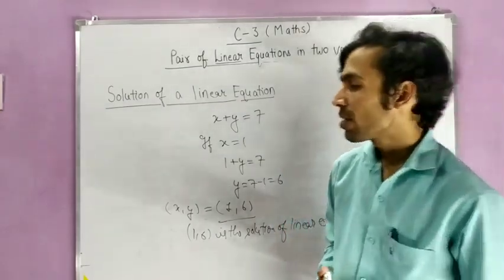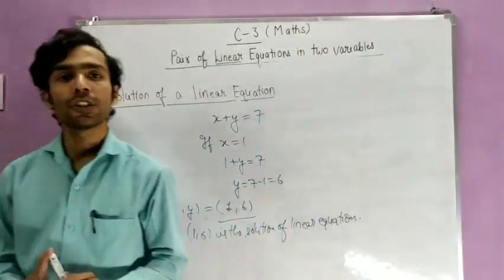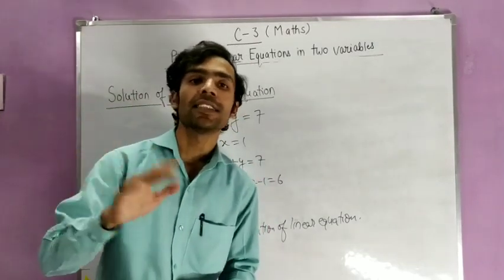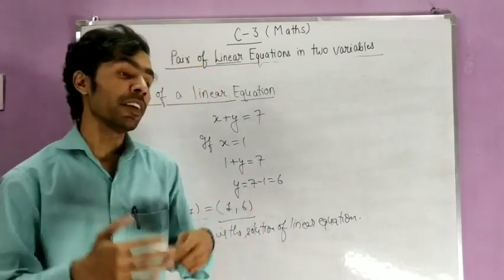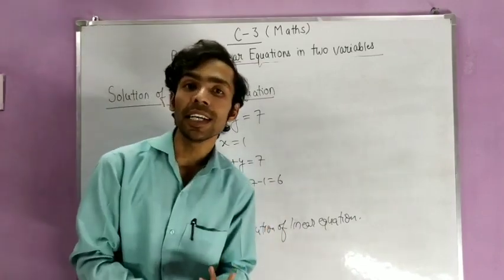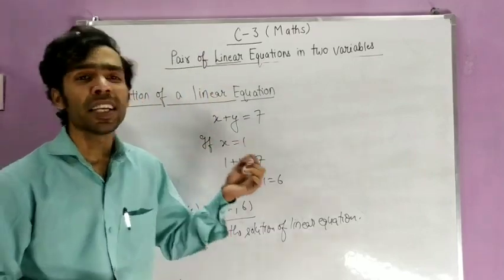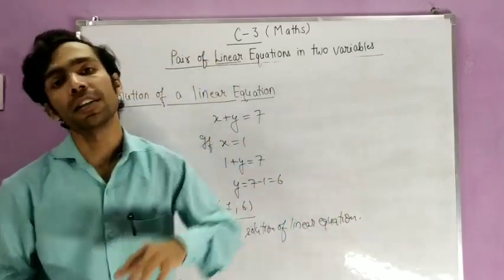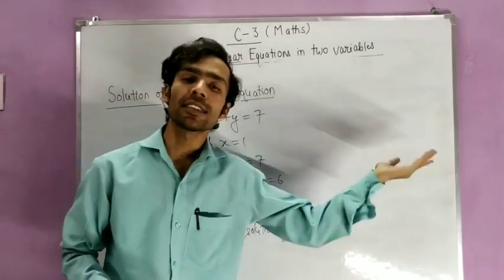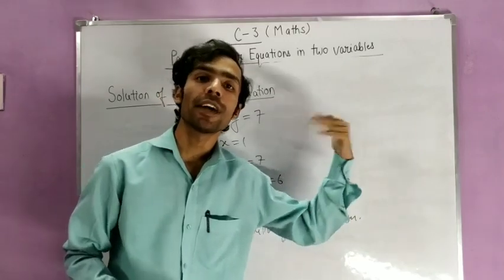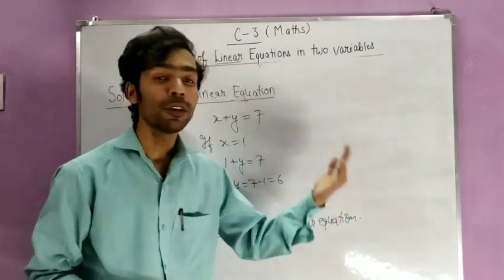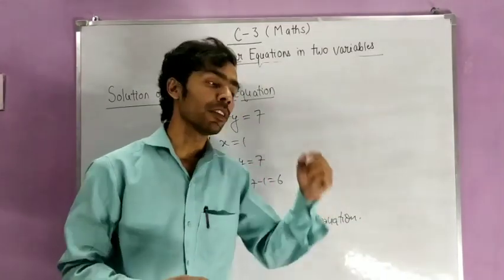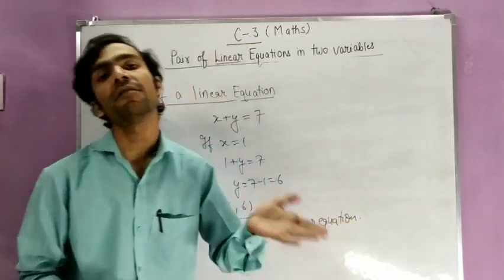Whenever a person asks you how many solutions a linear equation can have, you will tell them there can be infinite solutions. And when he asks how it can be infinite, you say that for every value of x we will get another value of y, so we can take infinite values of x. When we take infinite values of x, we can find infinite values of y also.